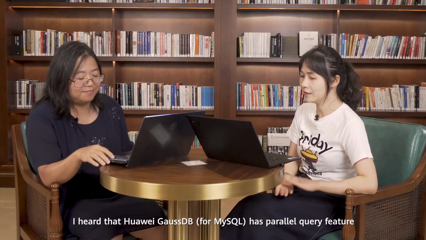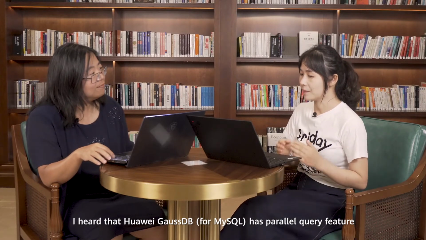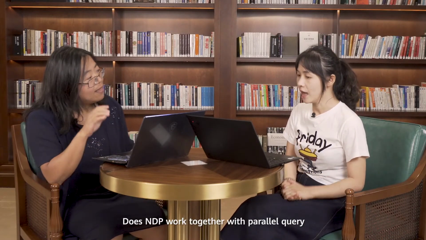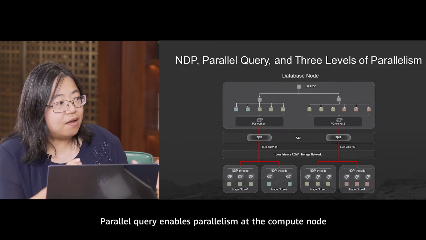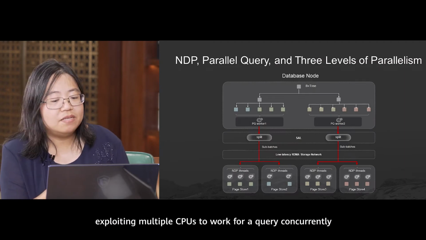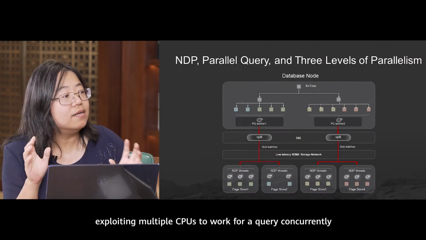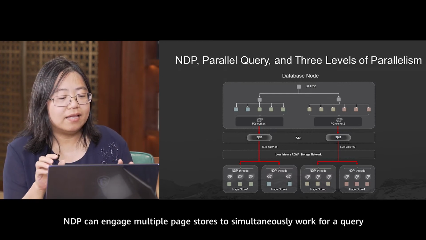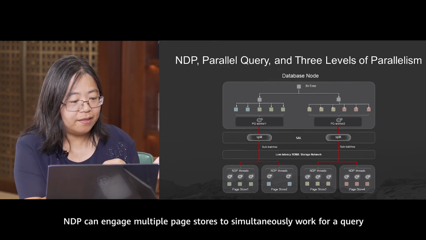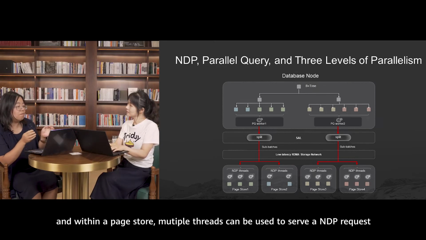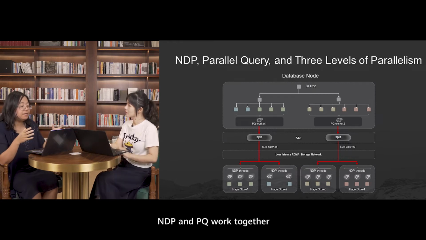Great. So I heard that Huawei GaussDB has a parallel query feature. Does NDP work together with parallel query? Oh, absolutely. Parallel query enables parallelism at compute nodes, exploiting multiple CPUs to work for a query concurrently. NDP can engage multiple page stores to simultaneously work for a query. And also within a page store, multiple threads can be used to serve NDP requests. NDP and the parallel query can work together.